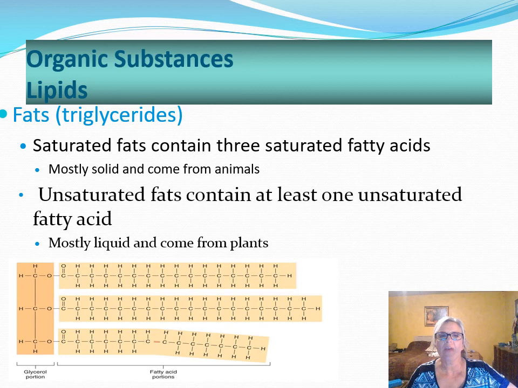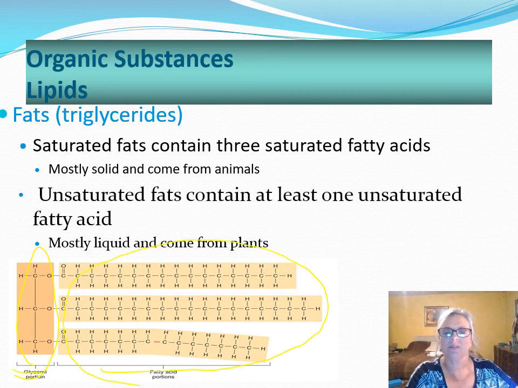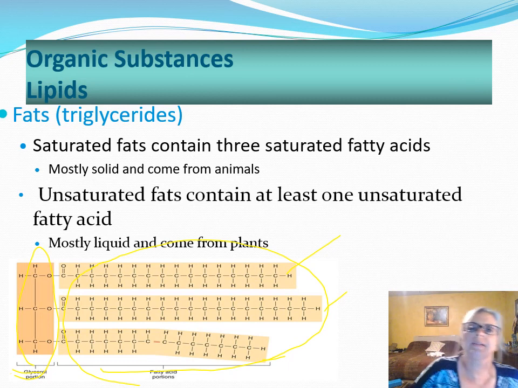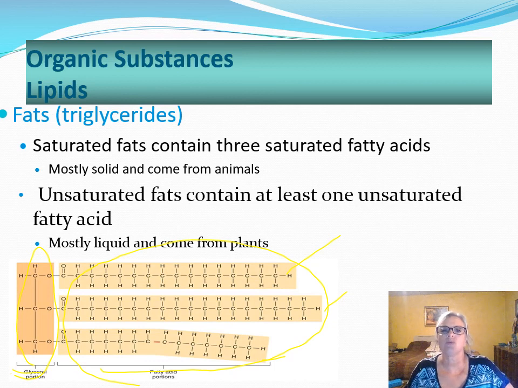So saturated fats, remember, have that glycerol, and that is going to be this portion over here. And then 3 fatty acid tails. And so each one of these is a fatty acid. That's the 3 fatty acid tails. Saturated fatty acids are going to be the unhealthy type. They can cause atherosclerosis, which clogs blood vessels.